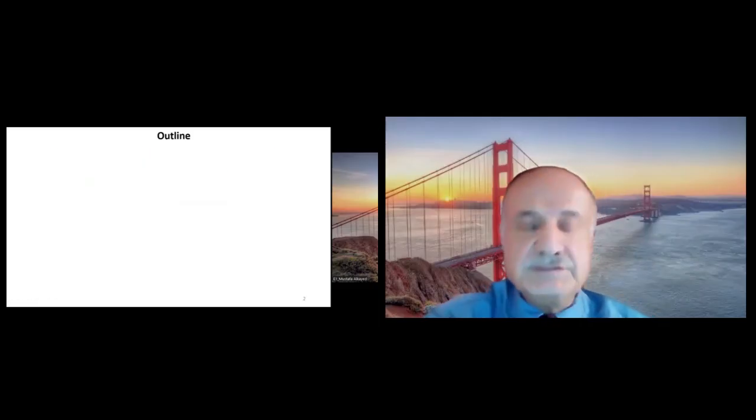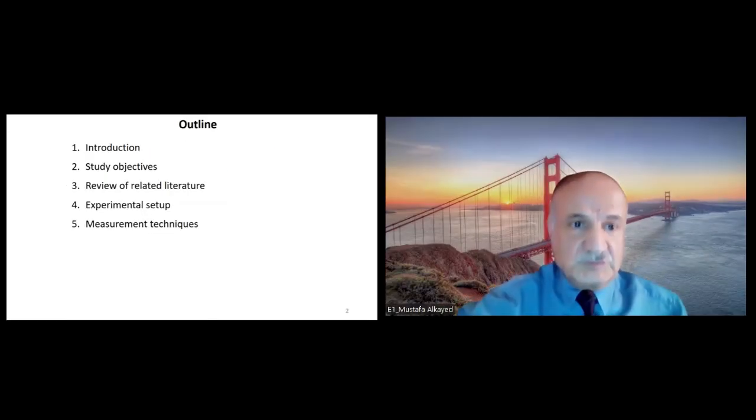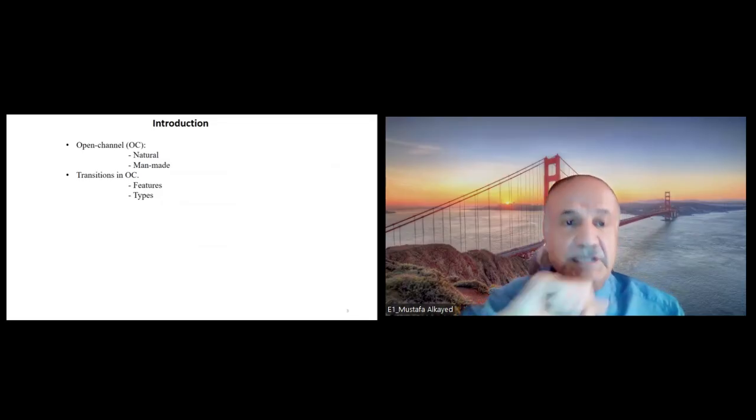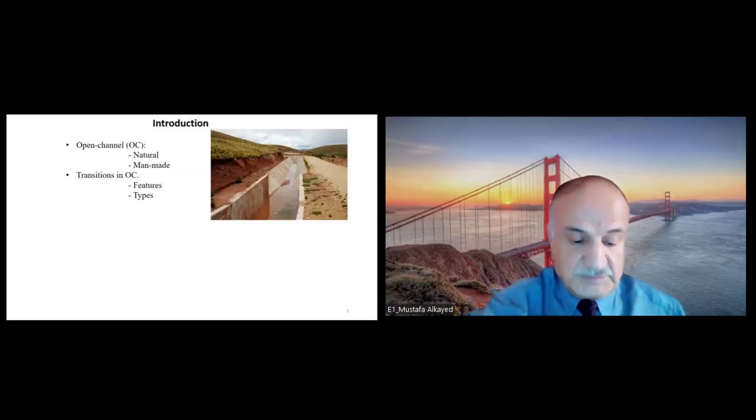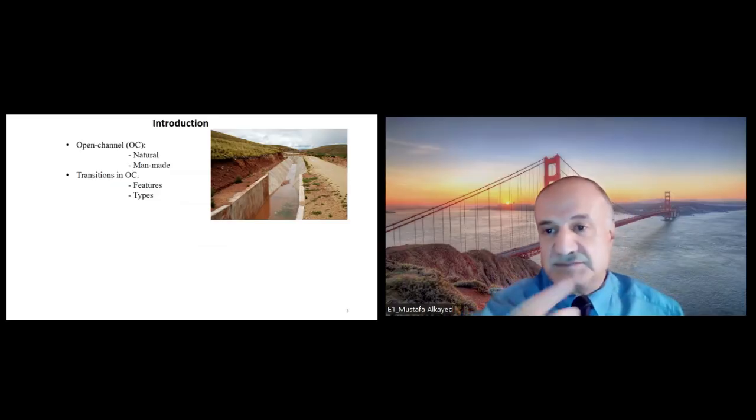For open channels, I will just talk about this introduction, the study objectives, measurement techniques, and results and conclusion. Now, open channel flow occurs in natural rivers and streams, canals, and man-made open channels that are partially full.